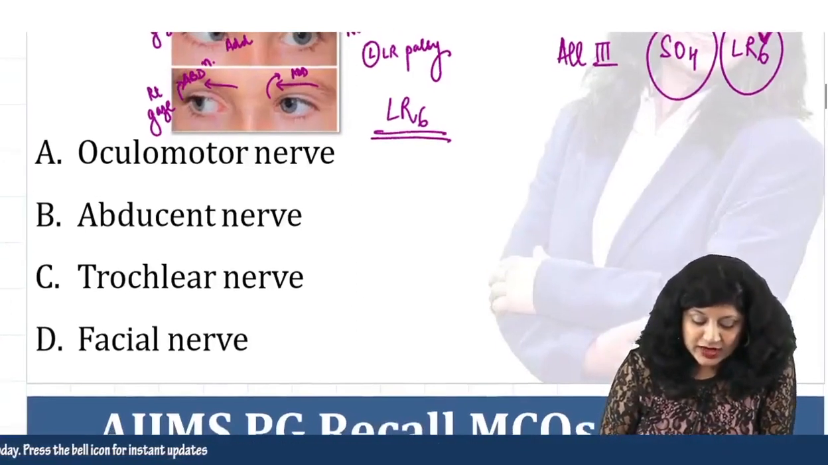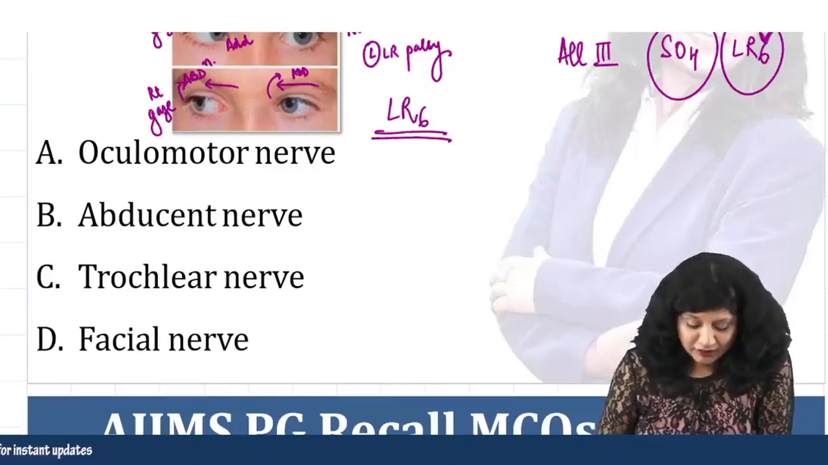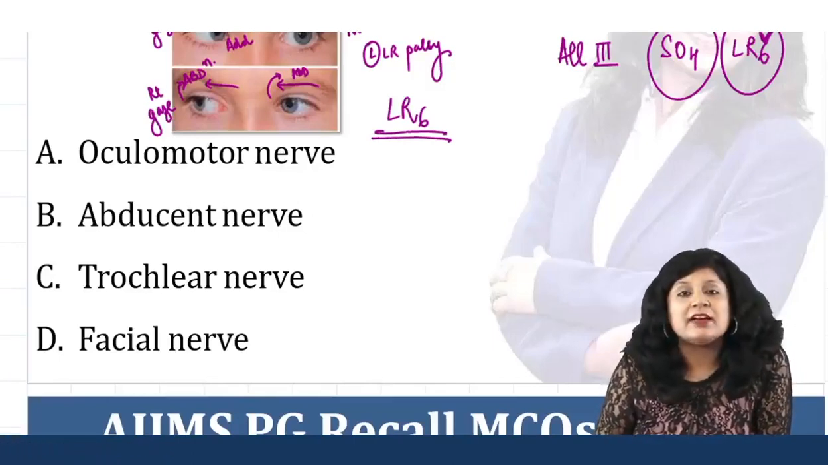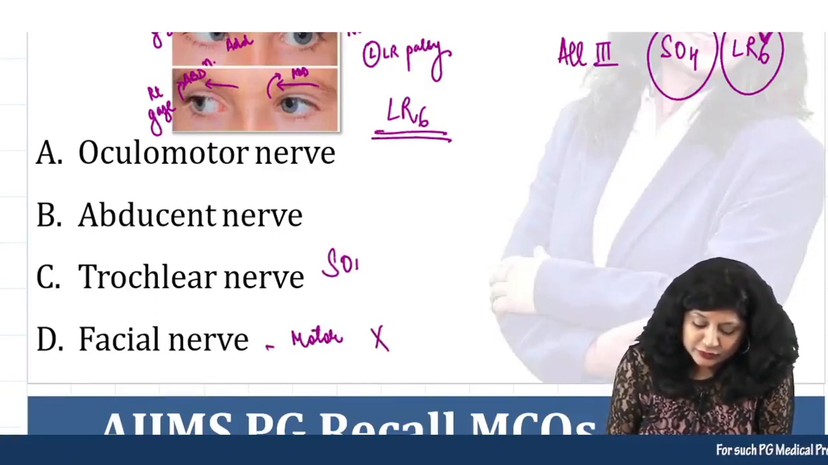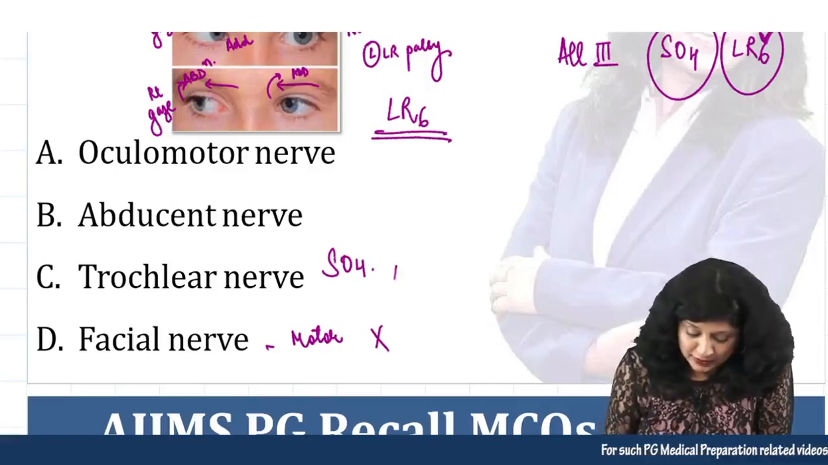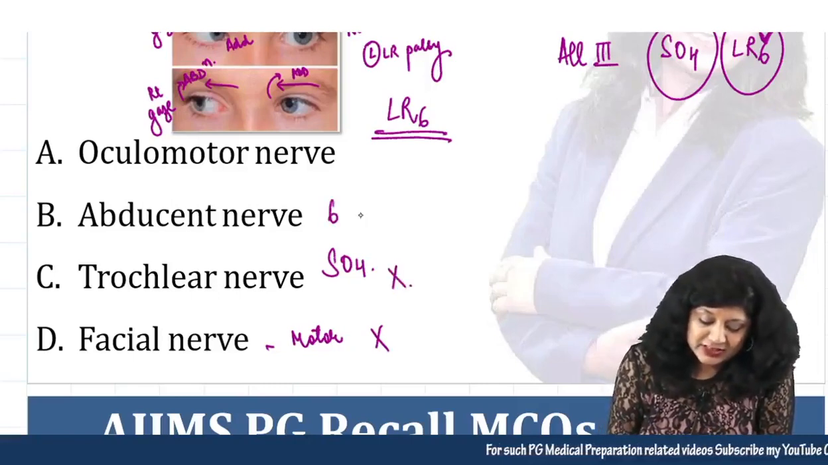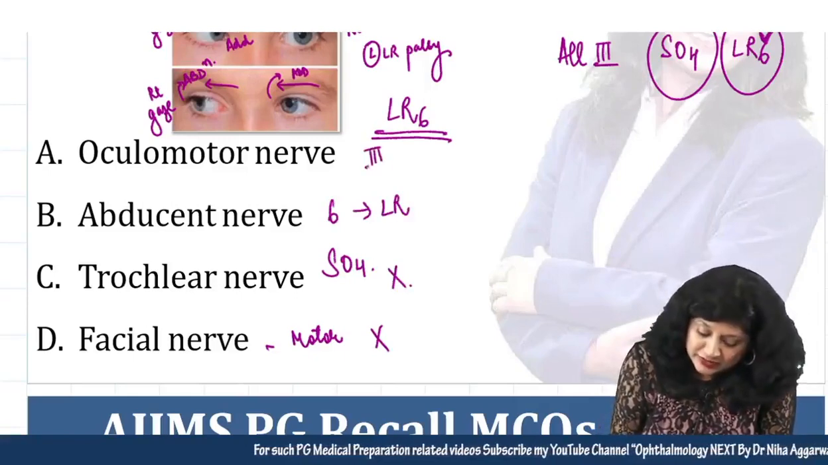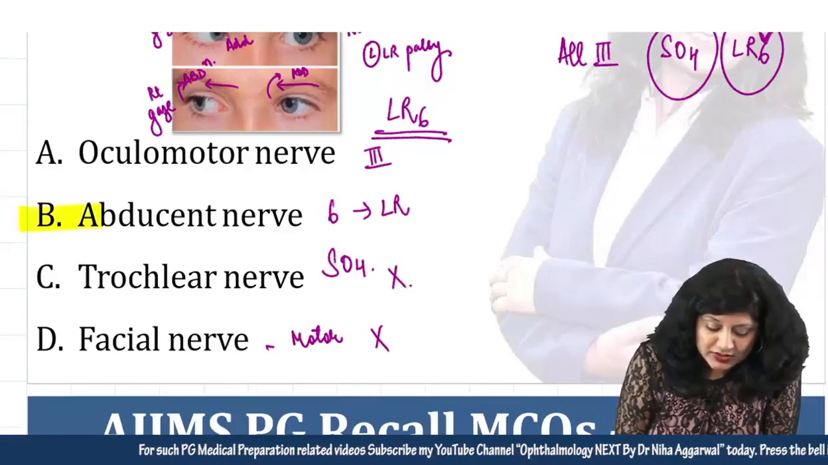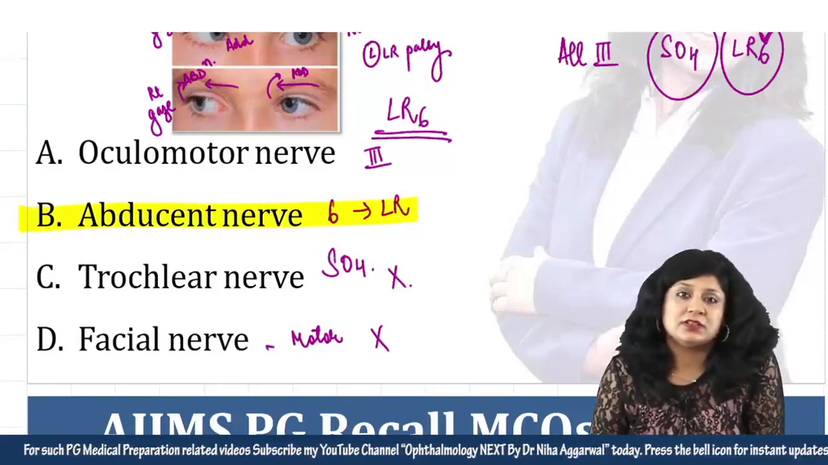So your options are oculomotor nerve, then we have abducent nerve, trochlear nerve or facial nerve. Now facial nerve is a motor nerve, right? Trochlear nerve, that is the fourth nerve, supplies the superior oblique. Abducent nerve is the sixth nerve, that is supplying the lateral rectus, and oculomotor nerve is the third nerve. So the answer to this question is B, abducent nerve.